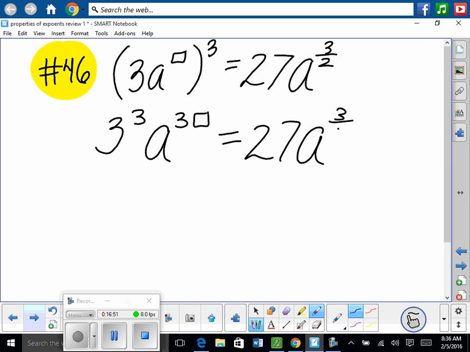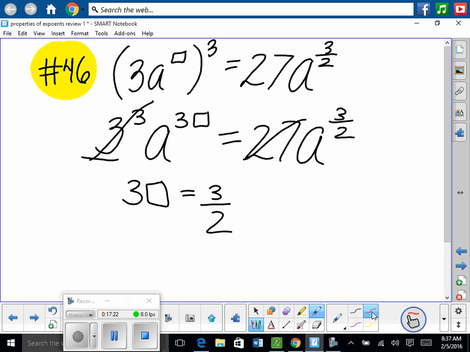Okay, does everybody see how I rewrote it? Now, isn't 3 to the third 27? So 3 to the third is 27, right? So we're not even looking at that. We're looking at how can we make this box make this 3/2. So this is where I set up my equation here. So I said I need 3 box to equal 3 over 2. And now it's just algebra to get box alone, right? So I divide both sides by 3 to get box alone.